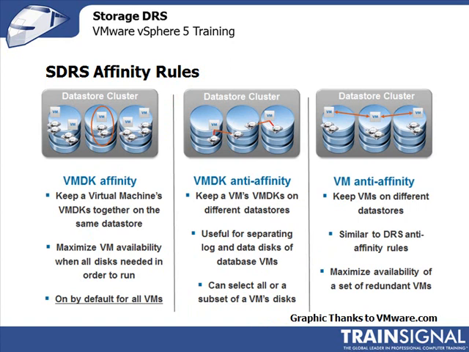I mentioned earlier that SDRS has affinity and anti-affinity rules, and I want to thank VMware.com for this graphic here that very nicely explains the VMDK affinity and anti-affinity rules, as well as the virtual machine anti-affinity rules. So there's VMDK affinity rules that say you want to keep a virtual machine's disk files together on the same data store. This is on by default, and it's there to maximize virtual machine availability when all disks are needed in order to run. You don't want to have one data store go out, and one of the virtual machine's disks was on that data store, and then the virtual machine can't function at all.